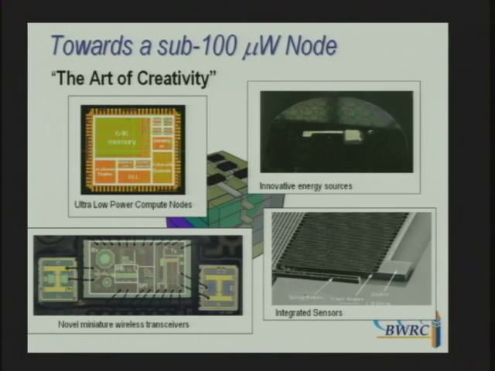So novel miniature wireless transceivers are important. Again, low power computation, innovative energy sources, and integrated sensors. All those things together are really what brings us to this 100 microwatt node. And you have to think system level when you design those things. It doesn't help to concentrate on the radio or on the compute. You have to look at the whole system at large. What is my powertrain? How can I get the power to the different components? How do I translate the power and so on? How do I store it? All those things have to be taken into account.